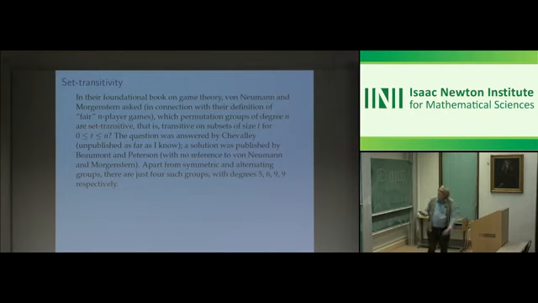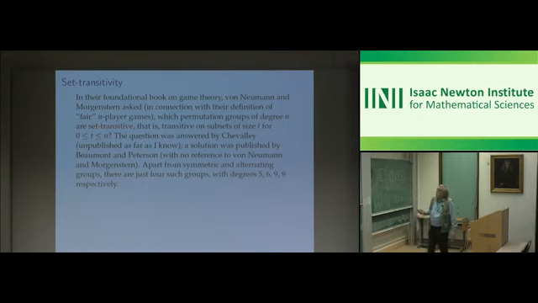So here's another little story, set transitivity. Very famous book on game theory, Theory of Games and Economic Behavior by von Neumann and Morgenstern. In this book, they have a chapter on n-player games. Now, n-player games are much more complicated than the two-player games whose theory we teach to undergraduates, because with n-player games you can have coalitions, and the structure of coalitions is very important in how the game plays out.